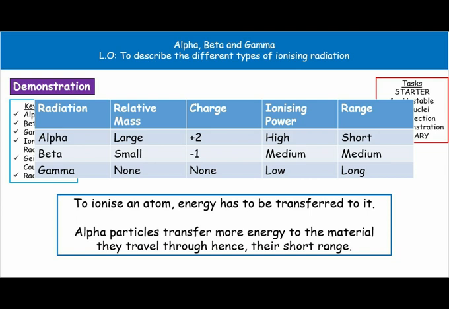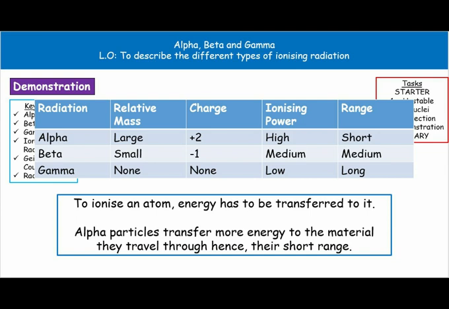Now remember, the beta particle is a fast moving electron, so it's got a very small relative mass. It's got a charge of -1 because it's an electron, and it's got a medium ionizing power and a medium range. The third one on there, gamma, doesn't have a mass because it's just energy. Remember, it's an electromagnetic wave. It has no charge either. It's got a very low ionizing power, but its range is long. So make sure you know those facts about alpha, beta and gamma. I'd suggest you get that table in your books.